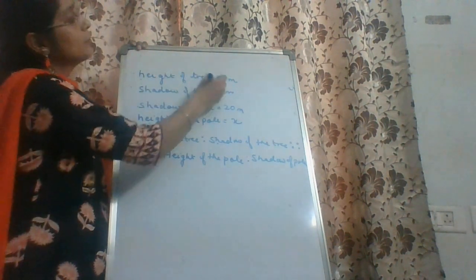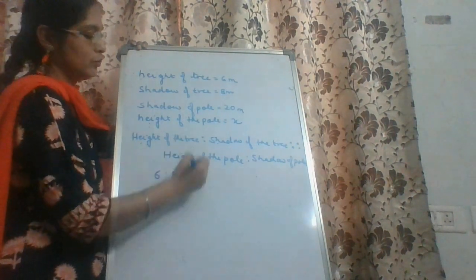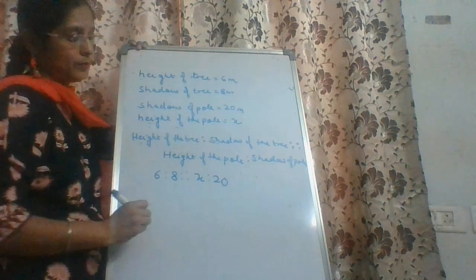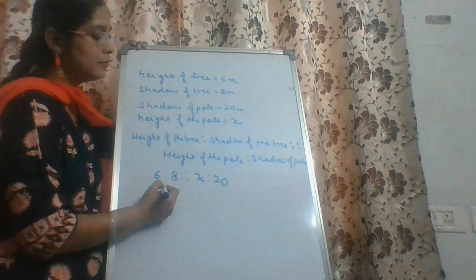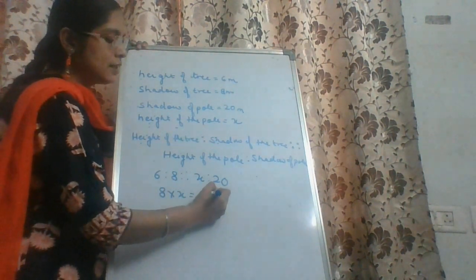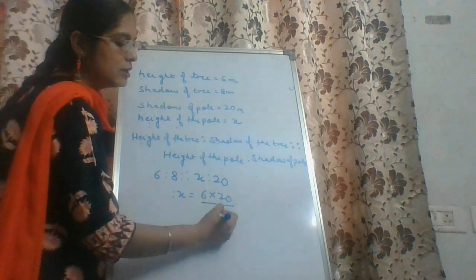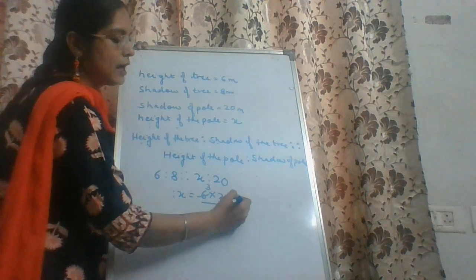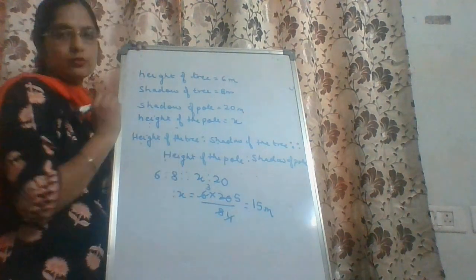So what is the height of the tree? 6 is to 8 proportional to x is to 20. We have to find height of the pole. Product of extremes equals product of the means. 8 multiplied by x equals 6 multiplied by 20. This 8 I can take it here. So 3, 4, this is 5 times 15 meters is the height of the pole.